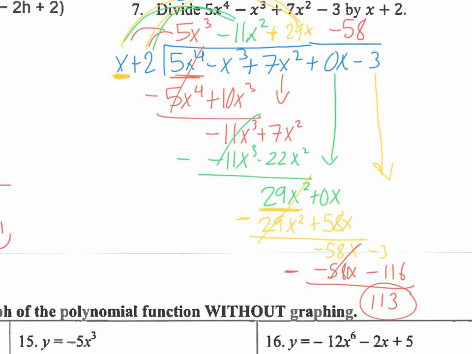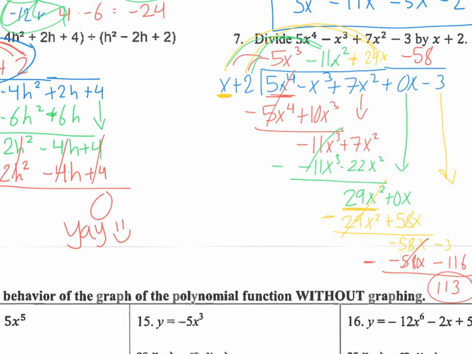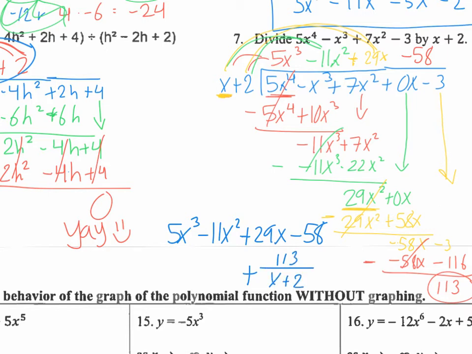So my answer is just going to be what's up there. So my answer here is 5x cubed minus 11x squared, and I might run out of room here, so bear with me, plus 29x, that's a plus sign, minus 58, and then I'm going to add the remainder down here. It should all go in the same line. Add 113 over our divisor, which is x plus 2. So all that is the same answer, and that's it.